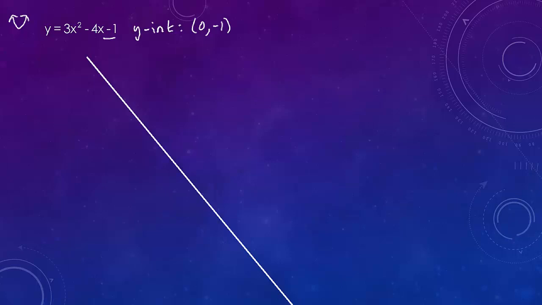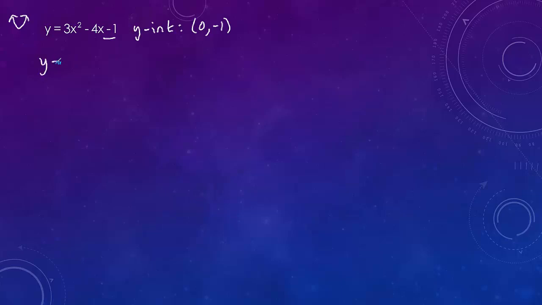From here, I can tell that the y-intercept is (0, -1). Now if you try to factorize this, you'll find that you can't, and so finding the x-intercepts might be something that we're not expected to do in this particular example. But I will go ahead and do that anyway, but I'm going to complete the square first to find the vertex.